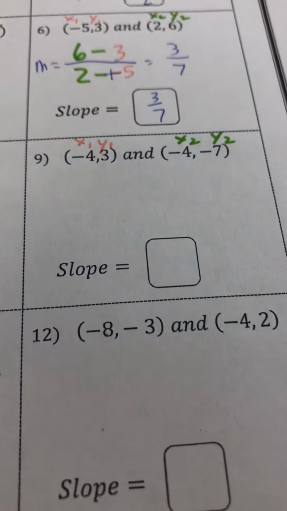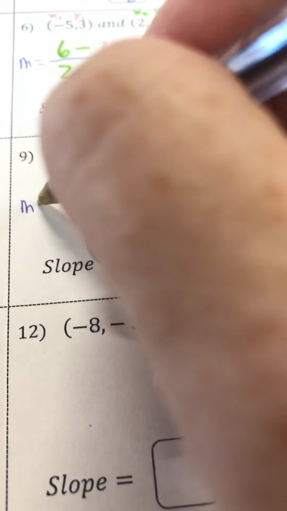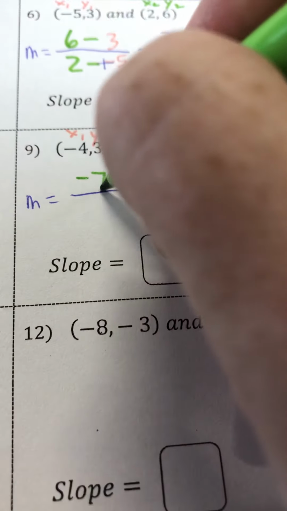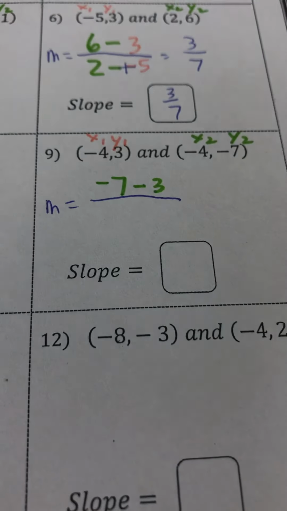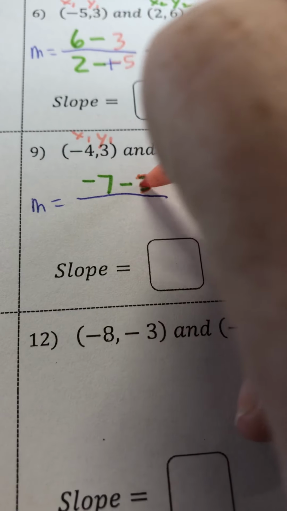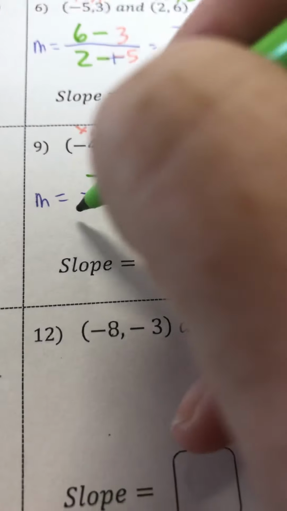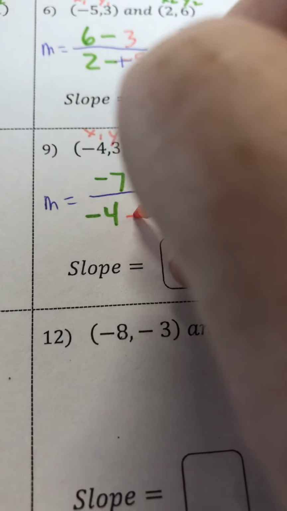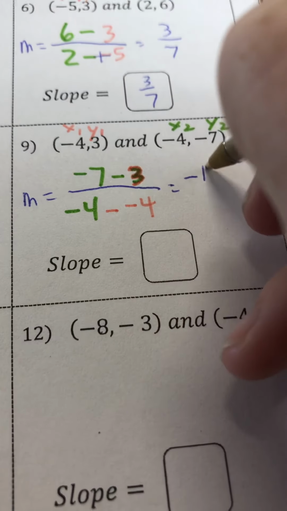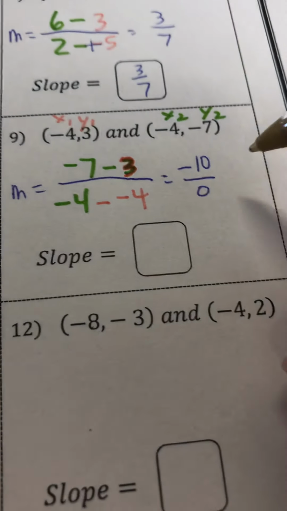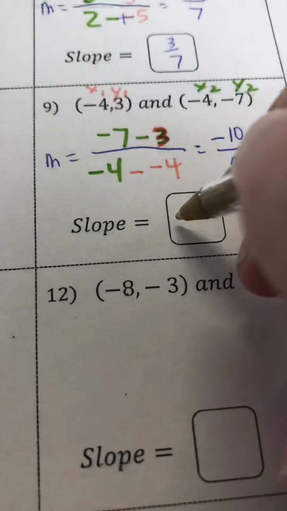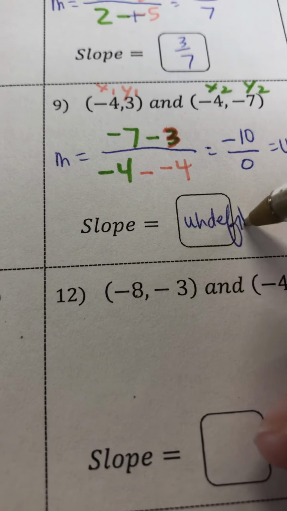The last one's the trickiest, and I made you do it for a reason. We want to see what to do when this happens. So on top, we're going to have a negative 7 minus 3, and right here we have negative 4 minus negative 4. So that would give me a negative 10 over 0, which is undefined. So there is no slope. It would be called undefined.